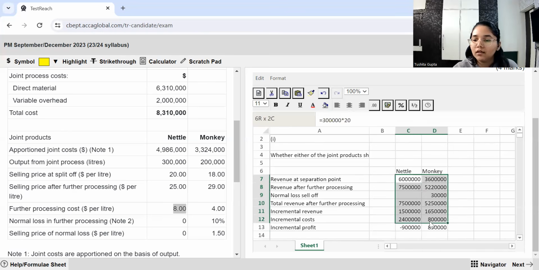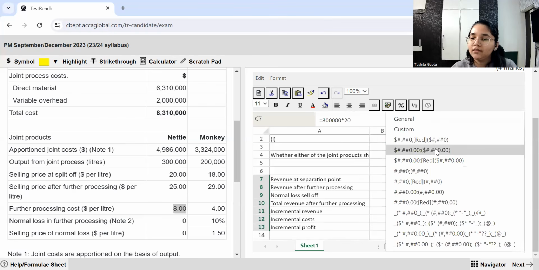We can also change the formatting a little bit. So this can be done, let's make it currency rather.